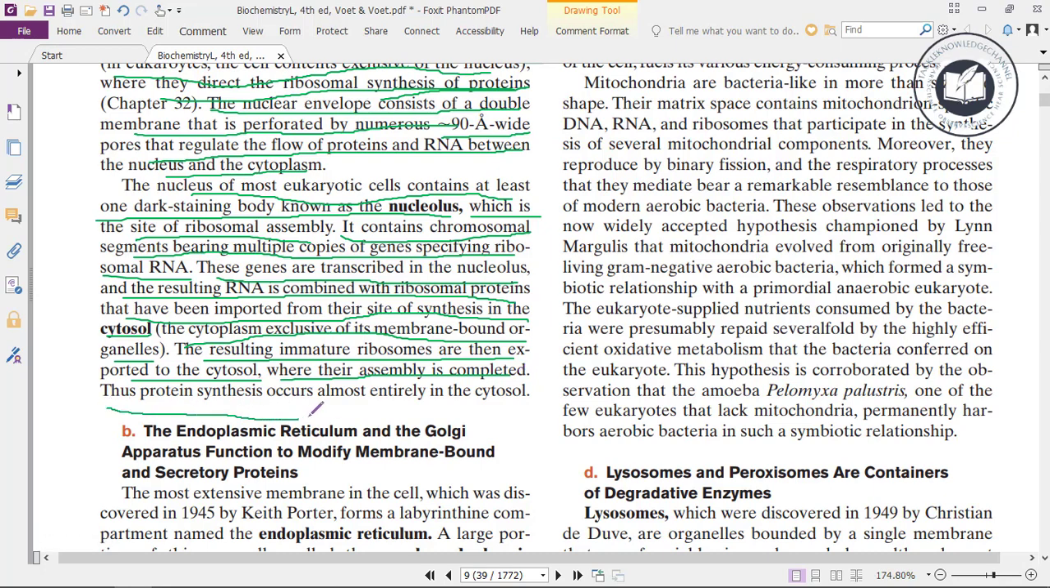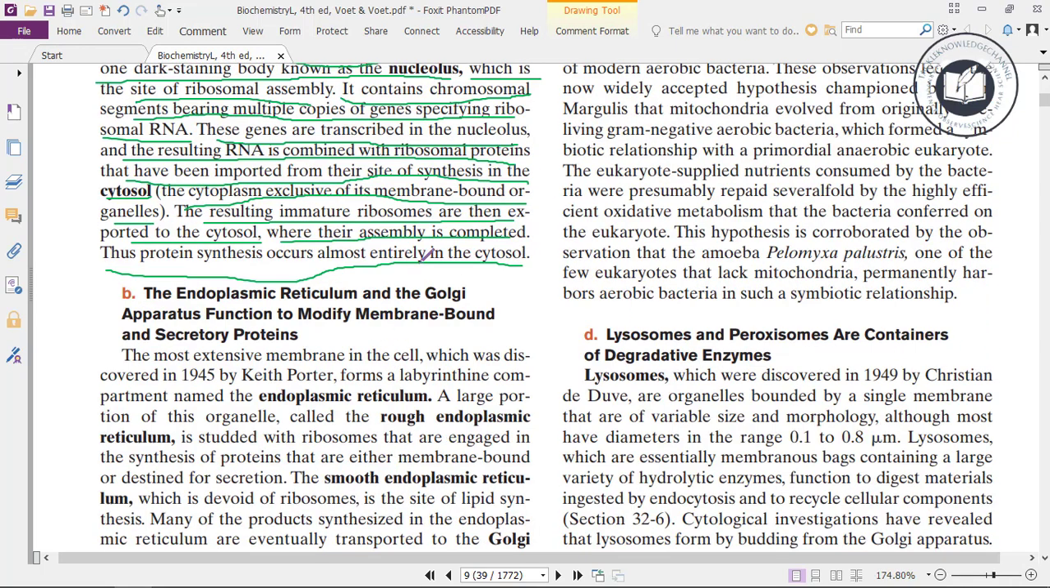Thus protein synthesis occurs almost entirely in the cytoplasm. So protein synthesis is almost entirely done in the cytosol. Okay, cytosol or cytoplasm, right?